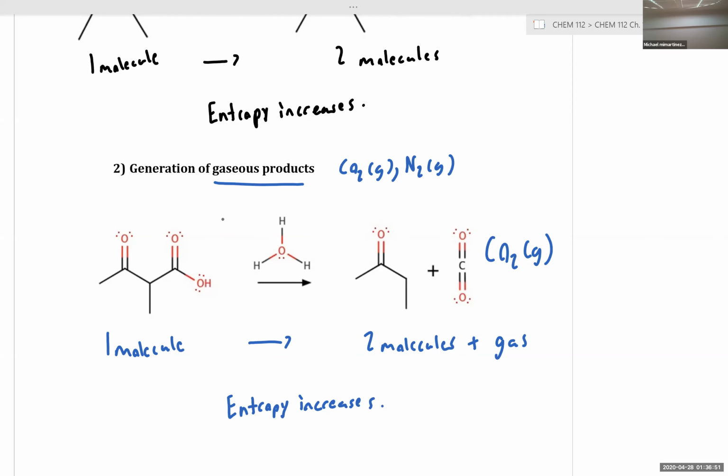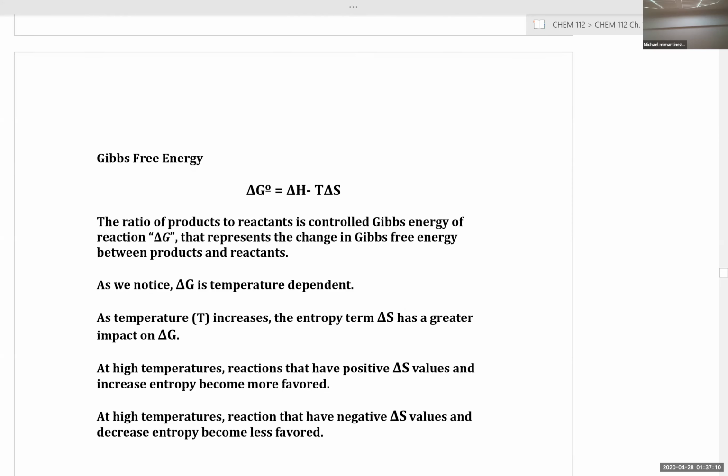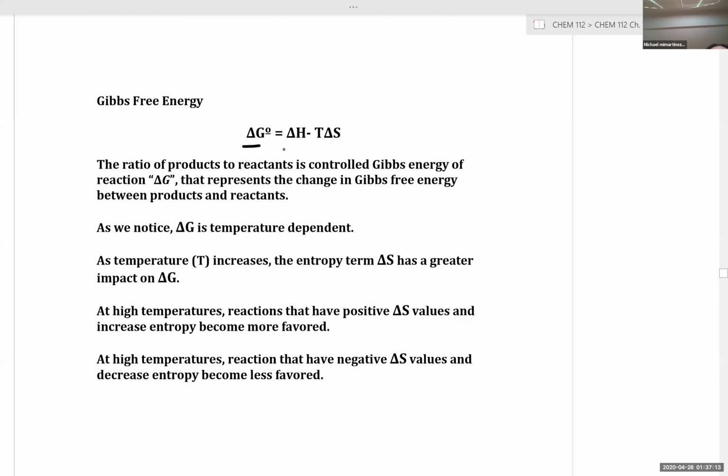Now, for those of you who've been paying attention, you may have noticed that entropy and enthalpy effects don't always necessarily agree with each other. So when we put together the enthalpy and entropy effects, we come up with this overall tool to describe reaction favorability that's known as Gibbs free energy. So delta G is delta H minus T delta S. So Gibbs free energy controls the ratio of products to reactants, and delta G represents the change in Gibbs free energy between the products and the reactants.